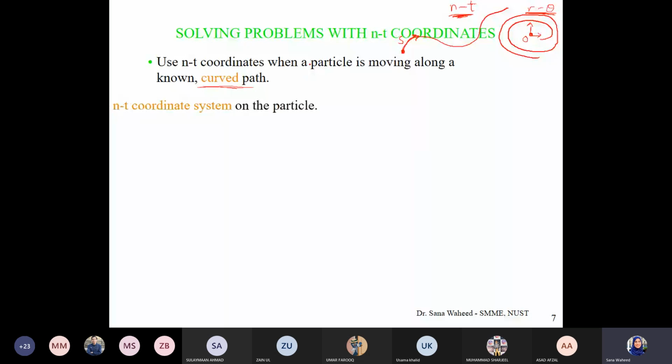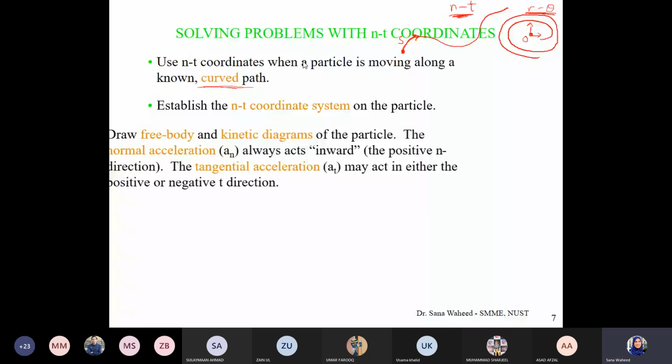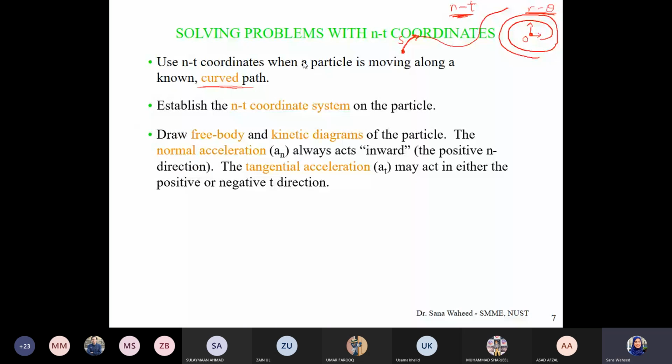So once we've done that, then of course we establish the correct positive directions for the normal and tangential coordinates according to the convention. Okay. So the tangential direction is along the direction of motion, whereas the normal direction is pointing towards the center of curvature. Phir we draw, phir kinetic wala analysis aa jata hai, right? So we draw first the free body diagram, then we draw the kinetic diagram.